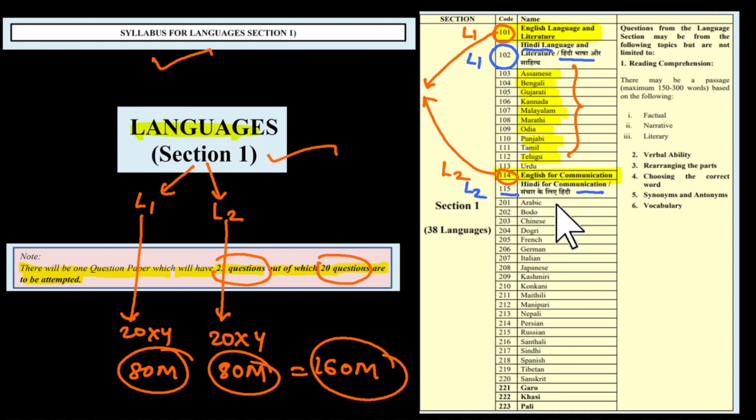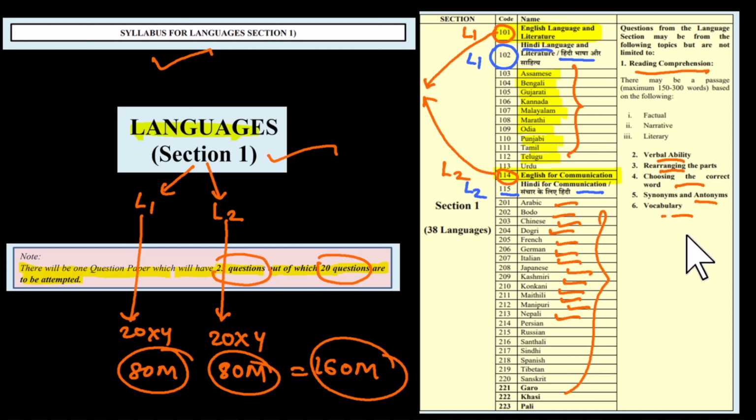See, there are other languages also, Arabic, Bodo, Chinese, I don't know, but Dogri, French, German, Italian, Japanese, Kashmiri, Konkani, Maithili, Manipuri, Nepali. Okay, so in all these languages, sir, आएगा क्या? Same all these things. Reading comprehension can come. Verbal ability will be there. Rearranging the parts, choosing the correct words, synonym, antonyms, vocabulary.